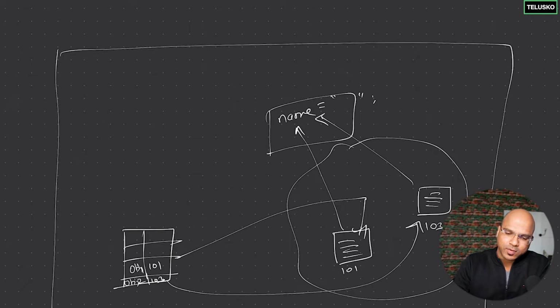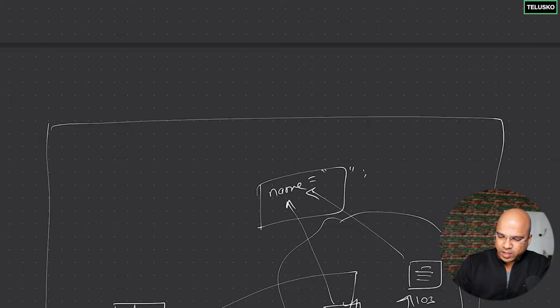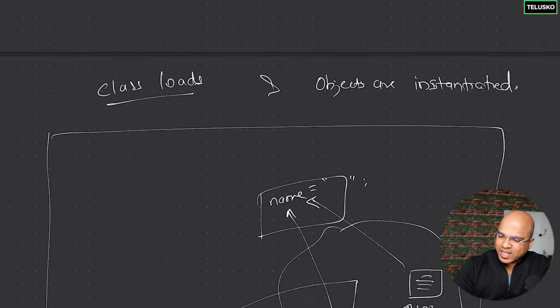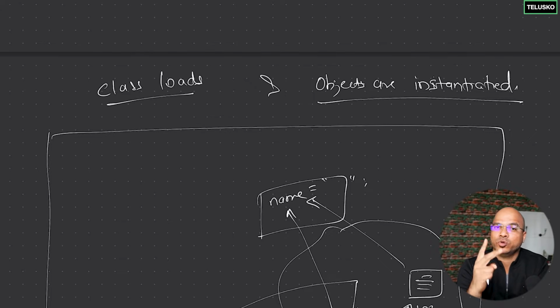See what happens, there are 2 words and we only focus on one word. Every time you get the object, there are 2 steps. One, your class loads, and then your object gets instantiated. So first your class loads and then your object gets instantiated. There are 2 steps every time you create the object.